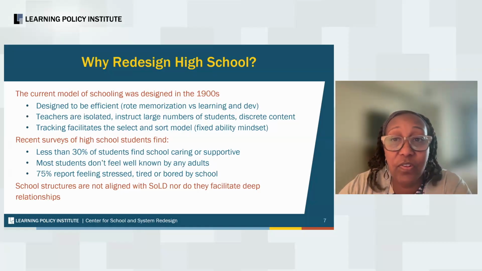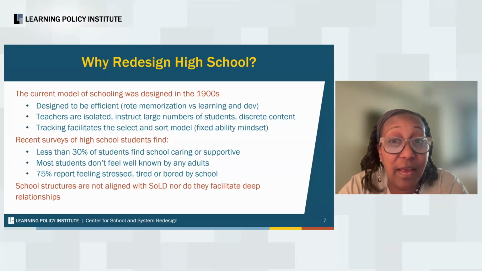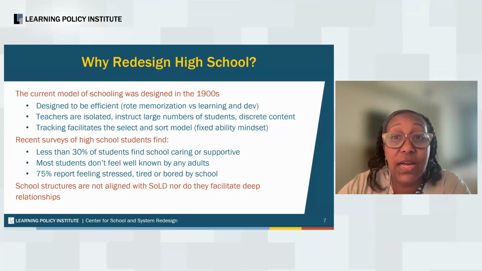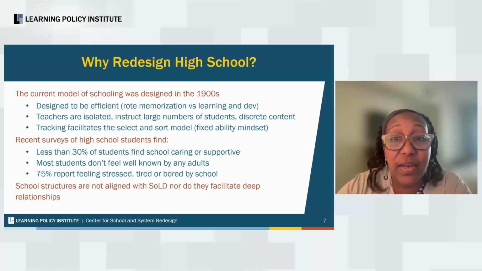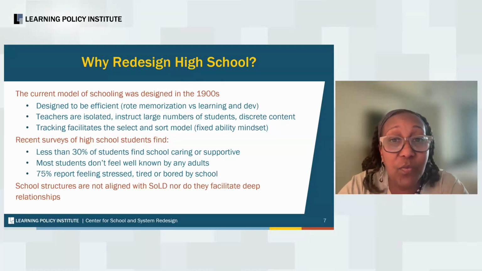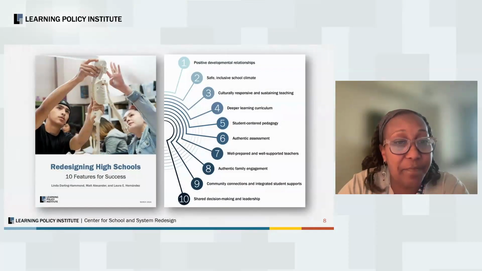This is particularly true in secondary learners because often course taking becomes even more rigid. Course content seems to have less relevance to their daily lives. And many students feel like their voice and what they want to study during their high school years and beyond, that they don't have a lot of say in terms of what they want to engage. So redesigning high schools means creating structures, instructional practices, and policies that align with the science of learning and development.